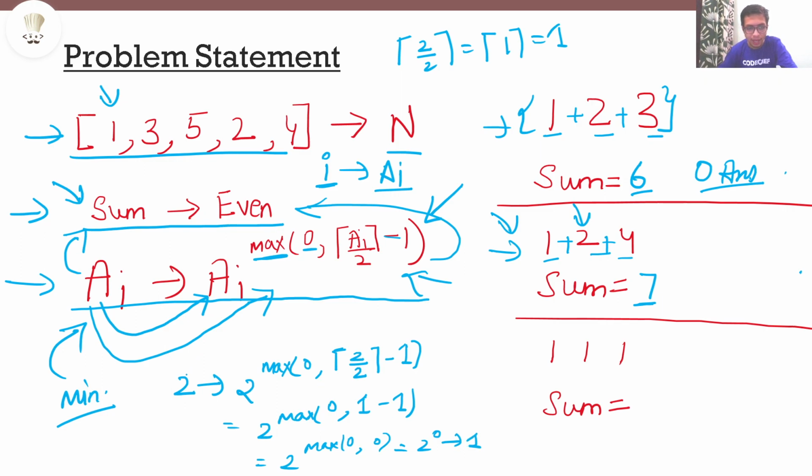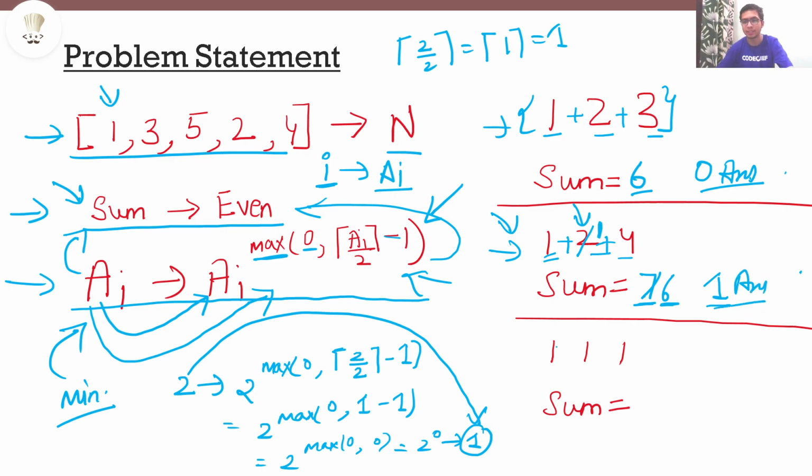So I'll simply replace this 2 by this 1. Now my sum is 1 plus 1 plus 4, which is 6. Hence now my sum has finally become even, and it took just one operation. So 1 would be the answer for this particular case.